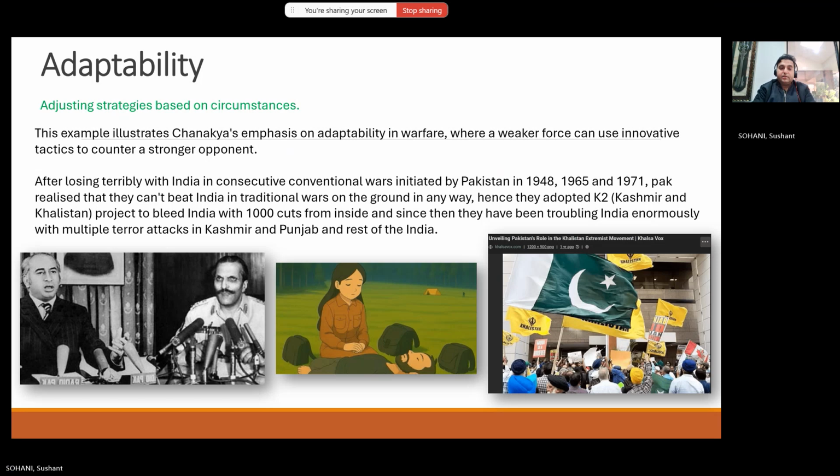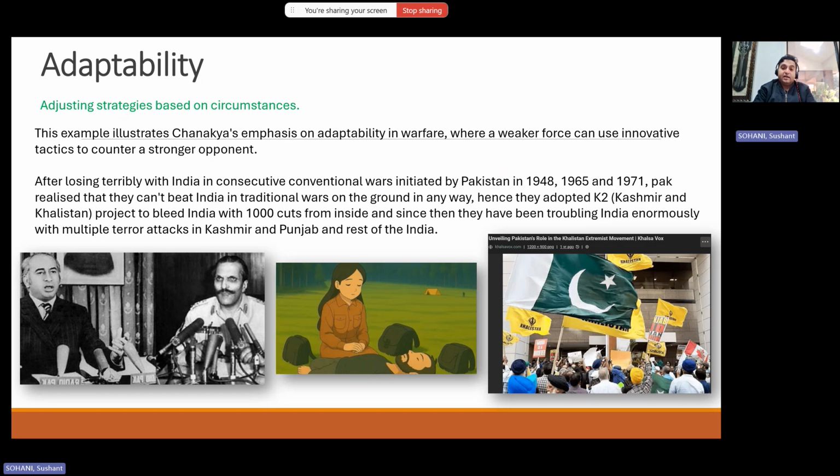Okay, so continuing with that topic, adaptability. It is like adjusting strategies based on circumstances. The example I have given here illustrates Chanakya's emphasis on adaptability in warfare, where a weaker force can use innovative tactics. Innovative is not actually a good word, but they think of something, since they can't fight on the ground in a traditional war. So they do something from the back door to counter a stronger opponent. Here the weaker one is Pakistan and the stronger opponent is India.